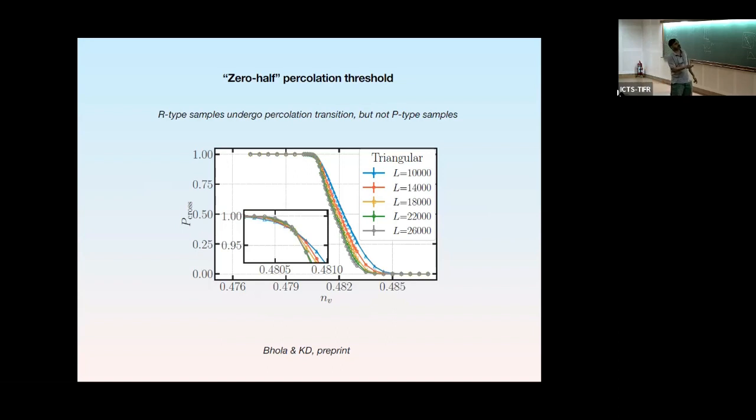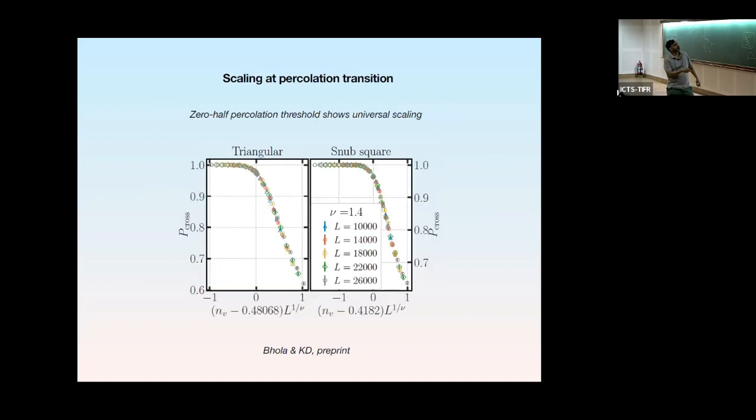Here's the crossing probability, which is wrapping in two directions. I'm calling that P cross. There is a crossing point. We can scale it. It's universal, the scaling, in the sense that I can use the same nu of 1.4 to fit the triangular lattice. And well, I don't know what to call this lattice. I call it snub square, but I think maybe it's the Shastry-Sutherland lattice. It's this thing where you take a square lattice and you put diagonals in alternate plaquettes in alternating directions.